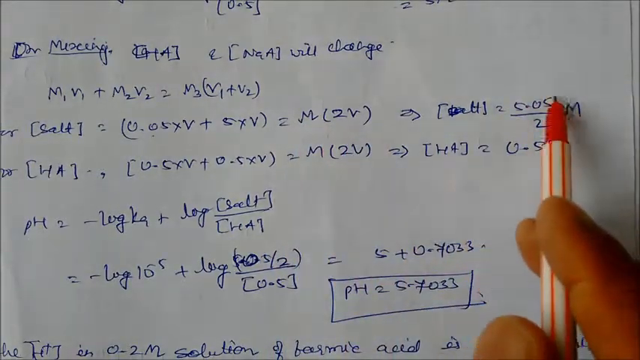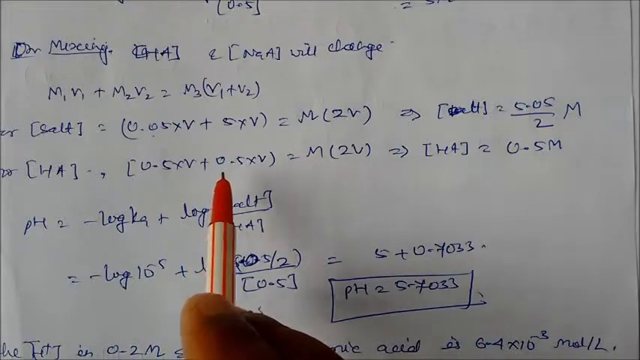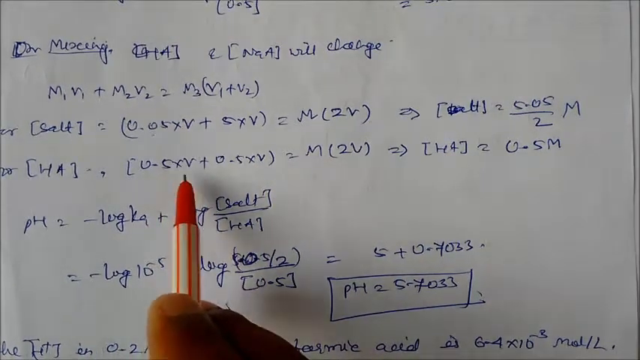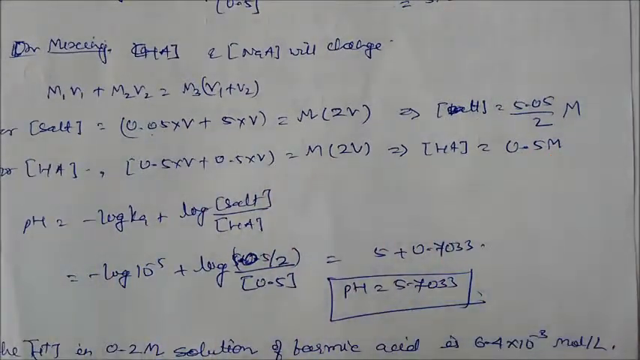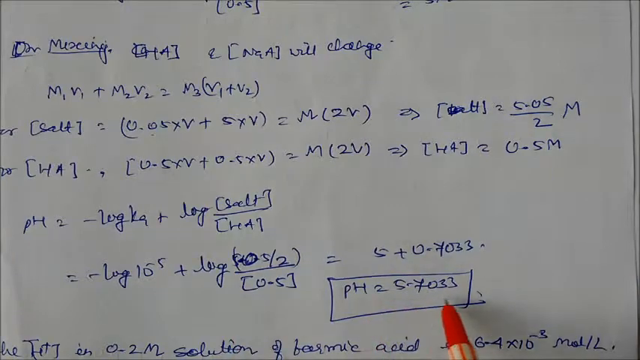So we will get the concentration of salt. Similarly, we will get the concentration of acid: 0.5 into V plus 0.5 into V. This is already given here, so we'll get 0.5 molarity. Now we can find the pH. pH will be, with Ka given, salt on this side and acid on this side. Solve it, and you will get the pH.